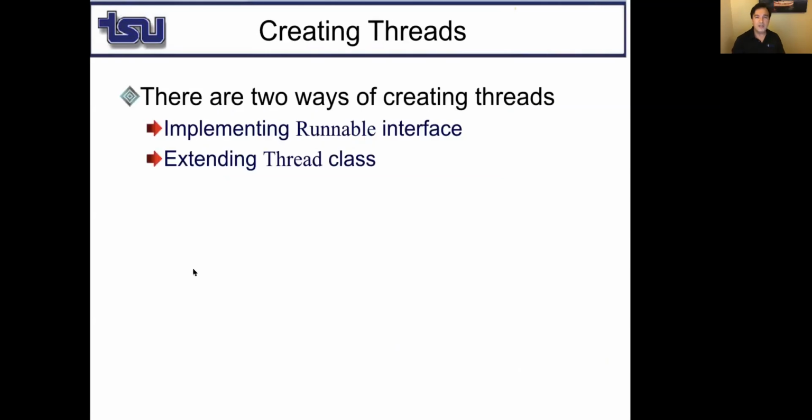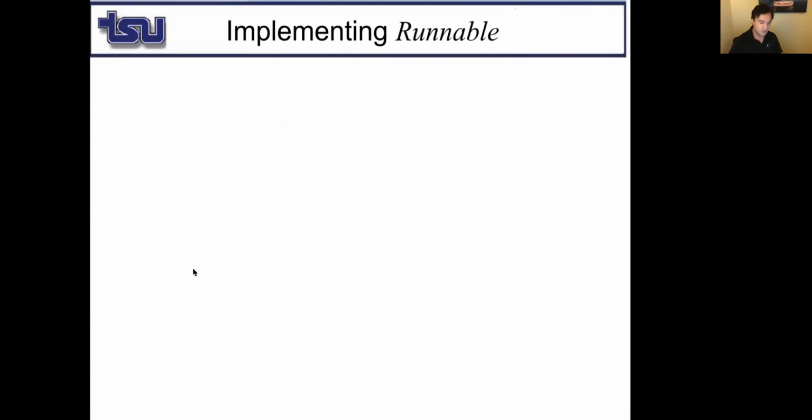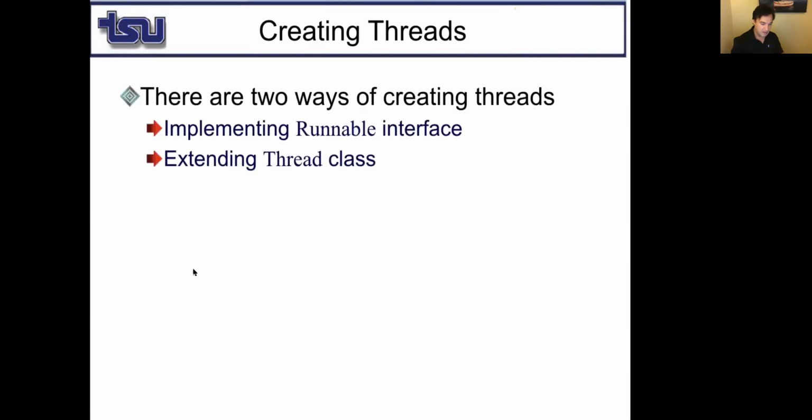So how do we create threads? We are going to focus on 2 different ways. First one is by implementing the Runnable interface, and second one, extending the Thread class. So we're going to see both of them. Let's see the first one. Right now we are in this one.